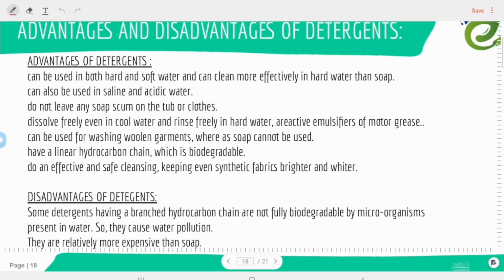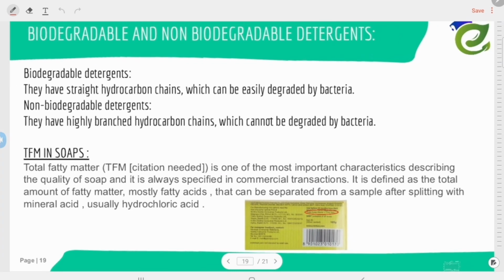Can be used for washing woolen garments. Have a linear hydrocarbon chain which is biodegradable. Do an effective and safe cleansing, keeping even synthetic fabrics brighter and whiter. Disadvantages: some have branched hydrocarbon chains because of which they are non-biodegradable and they cause water pollution, and they are relatively more expensive than soap. Biodegradable detergents have a straight hydrocarbon chain, and non-biodegradable detergents have a branched hydrocarbon chain.